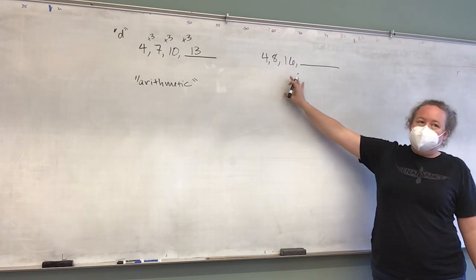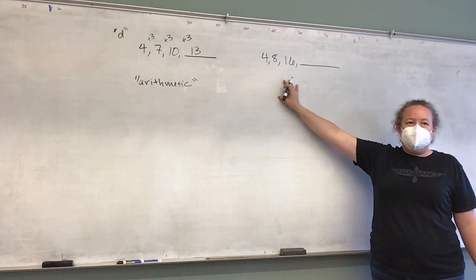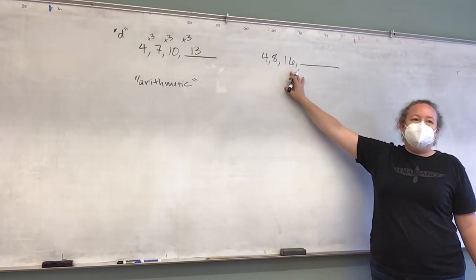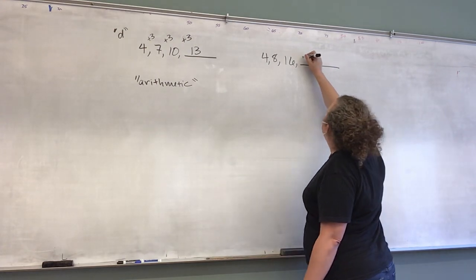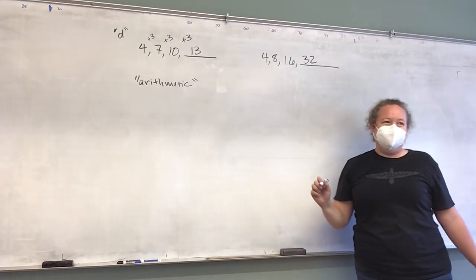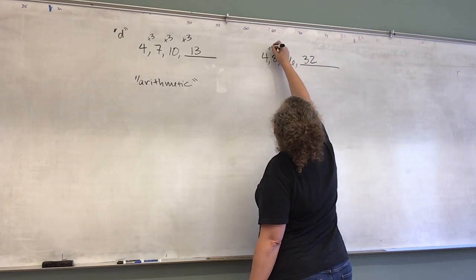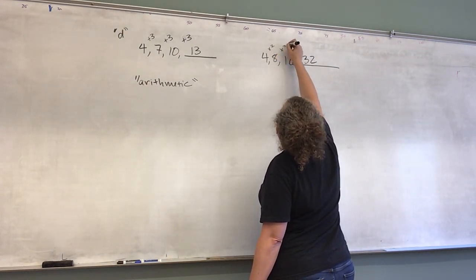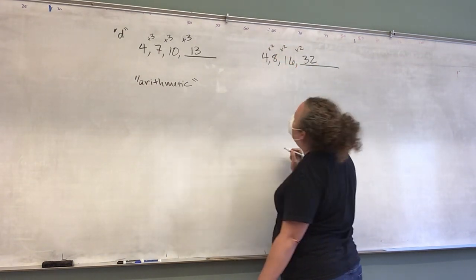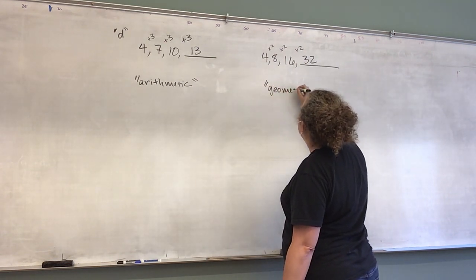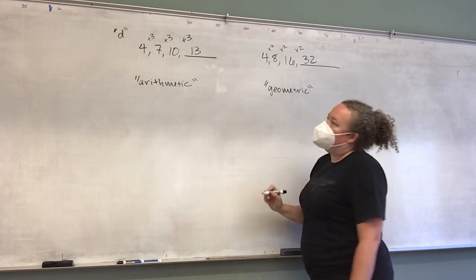Here we have another 3 numbers. We've got 4, then 8, then 16. What's the next number going to be? 32. And how do we know that it's going to be 32? Because we're multiplying by 2 every time. So we multiplied by 2, we multiply by 2, we multiply by 2 again. This is called a geometric series.